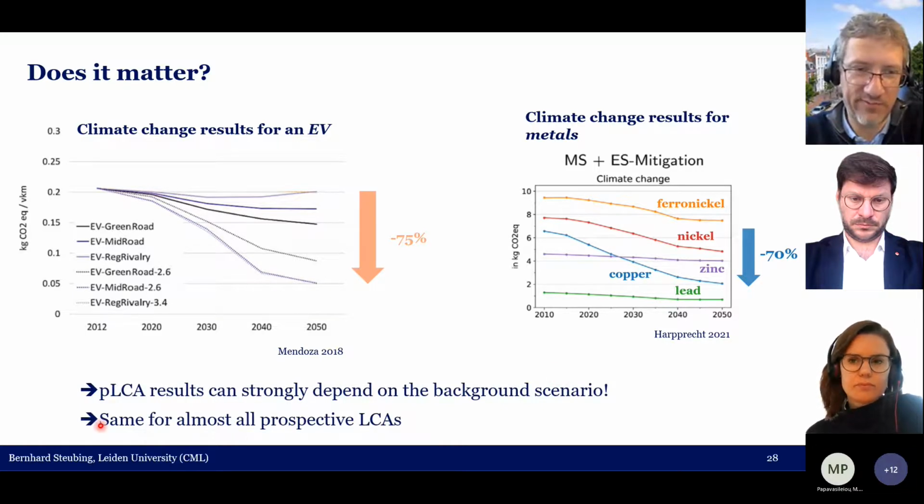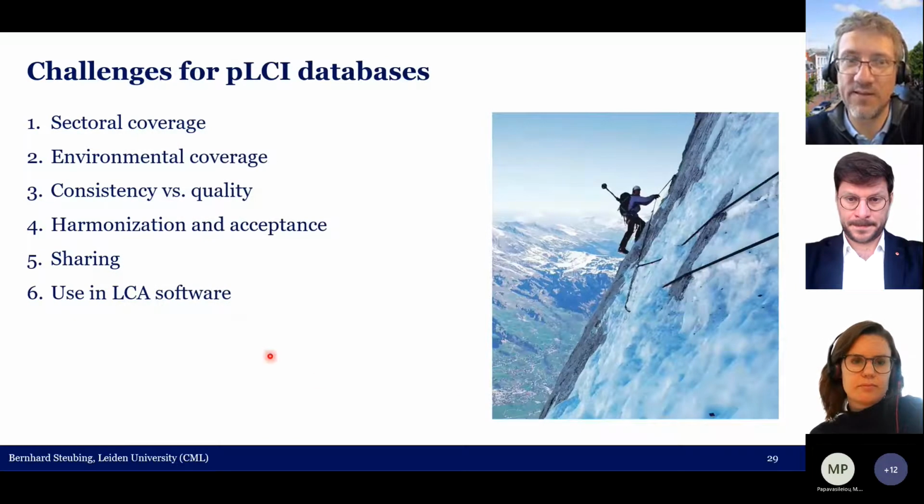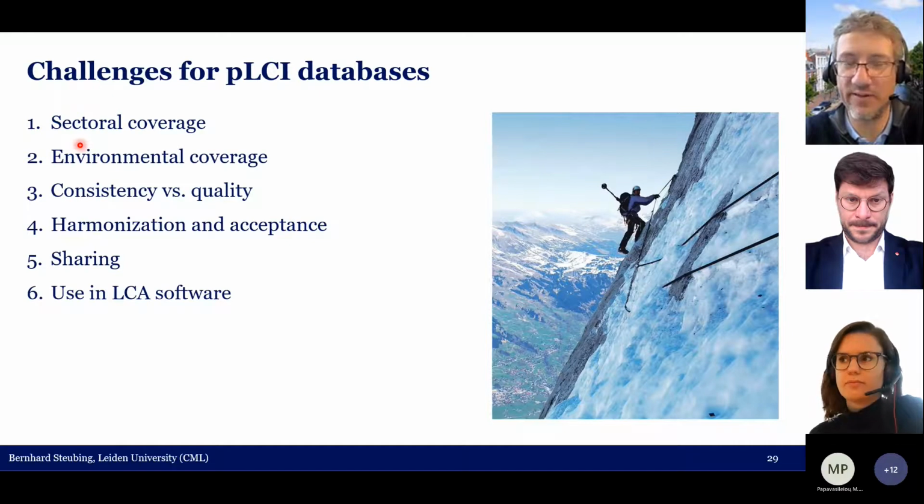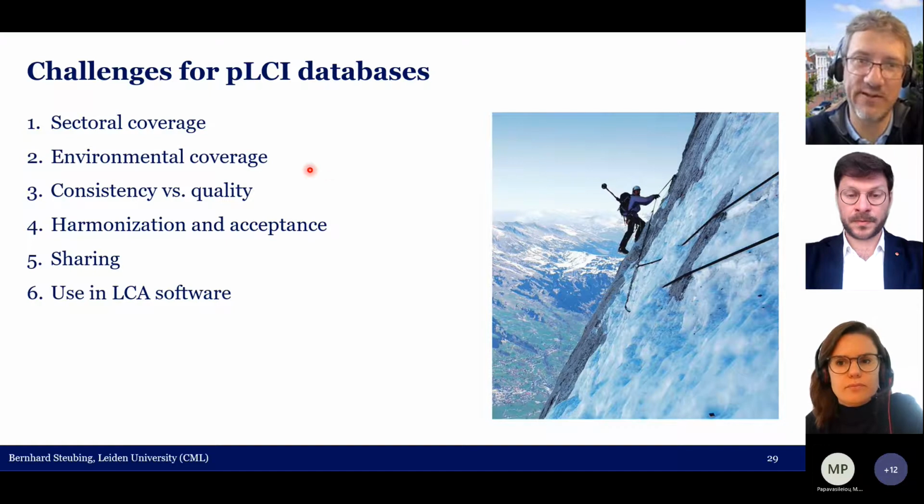And yeah, we observed for almost all prospective LCA studies that we perform that the background can really have a very strong influence. Some of the challenges for prospective LCI databases. One is sectoral coverage. We still need to increase that. Second one is environmental coverage. The focus so far has been mainly on climate change. We're not that good yet at modeling other or including data for other environmental dimensions.